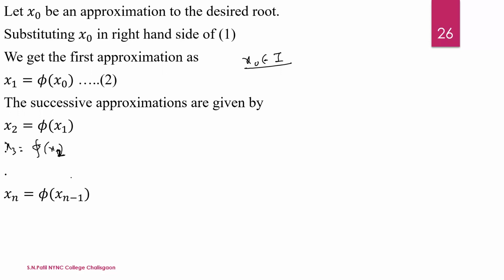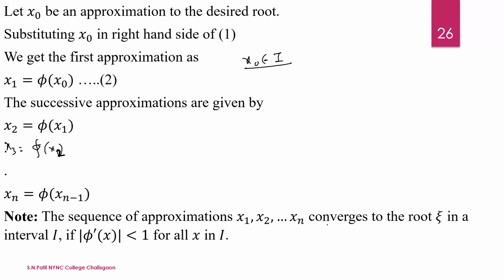The sequence of approximations x1, x2, xn converges to the desired root zeta in the interval I, when the magnitude of phi dash is less than 1 for all x in I. So this is the condition.